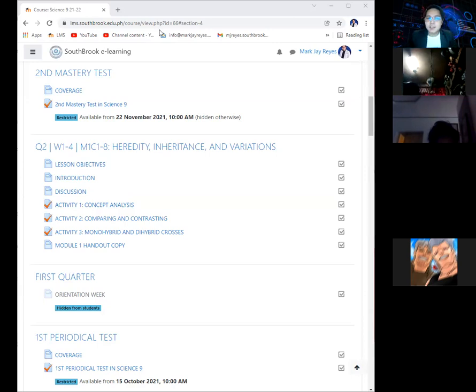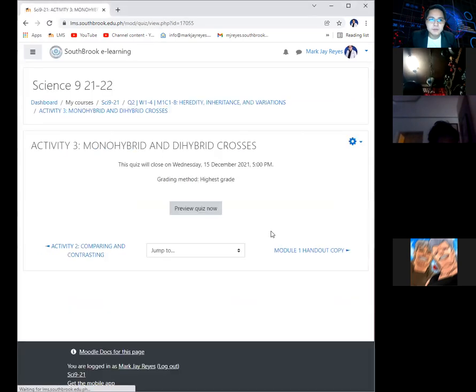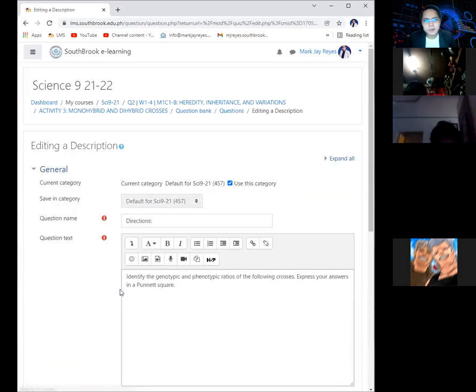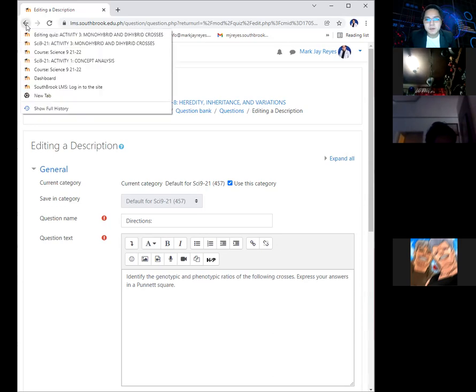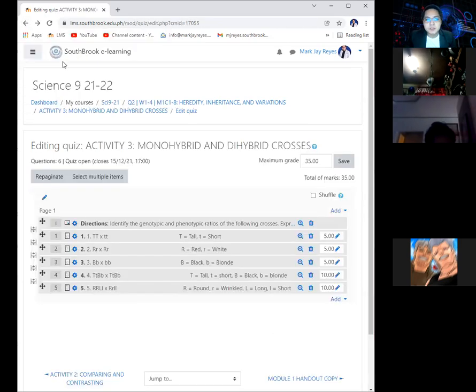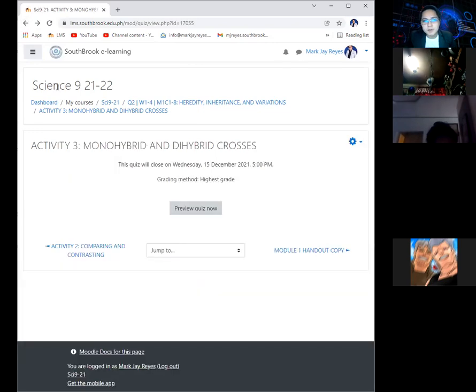So the instructions given here, let me check on the instructions. Identify the genotypic and phenotypic ratios of the following crosses. Express your answers in a Punnett square, the one that we are actually using, the box, right? I want you to identify the phenotypic. When you say phenotypic, this is the observable traits, observable behavior, the physical appearance and so on. The colors, those are the observable traits, right?